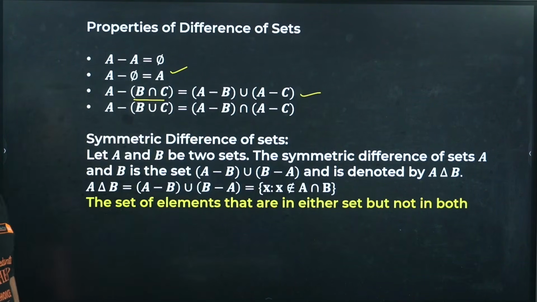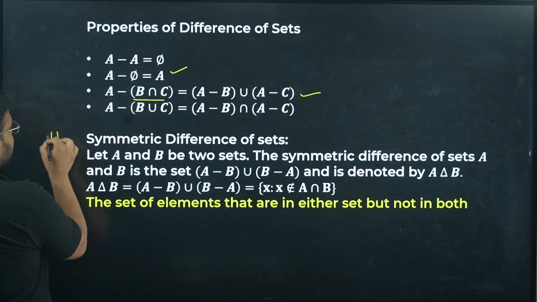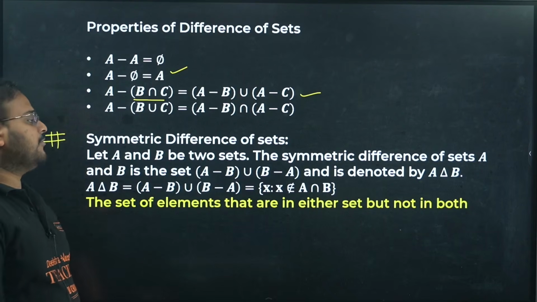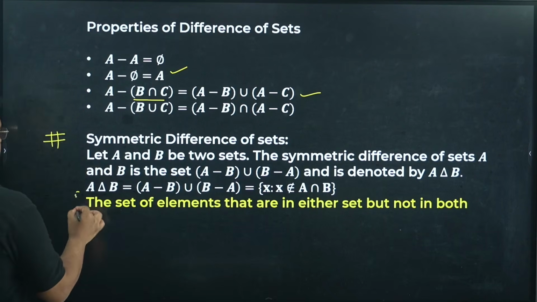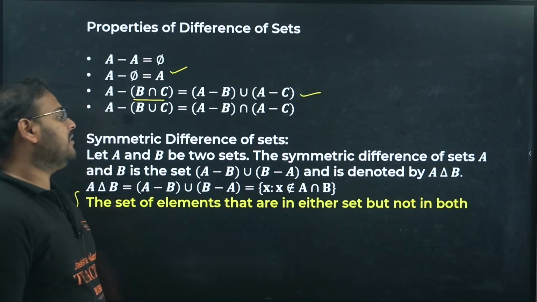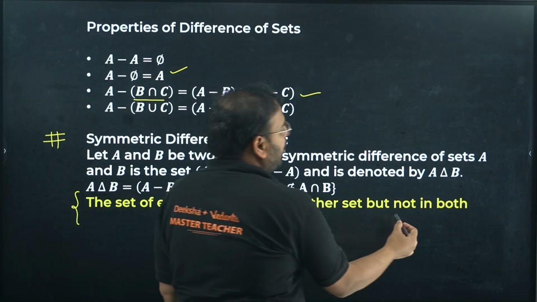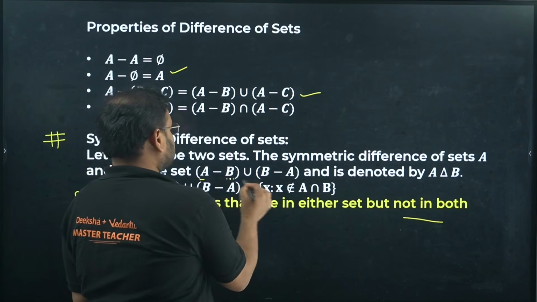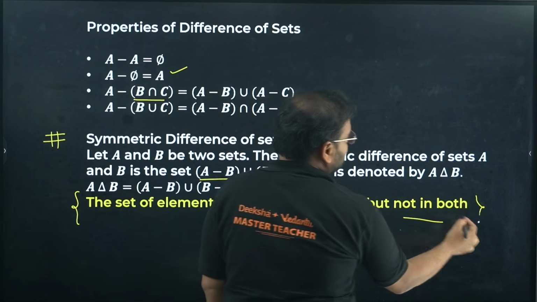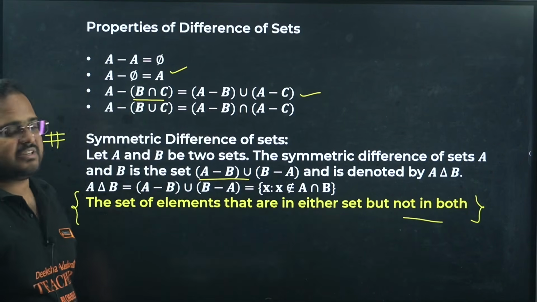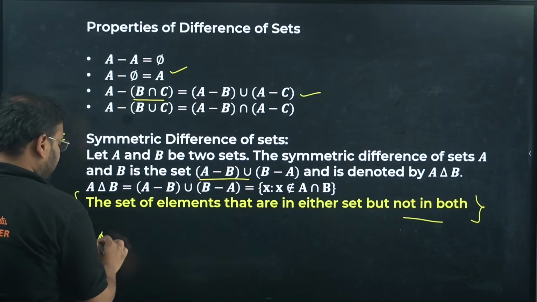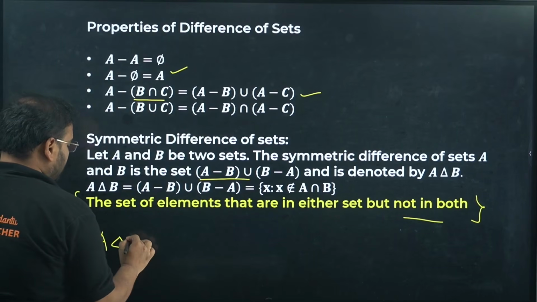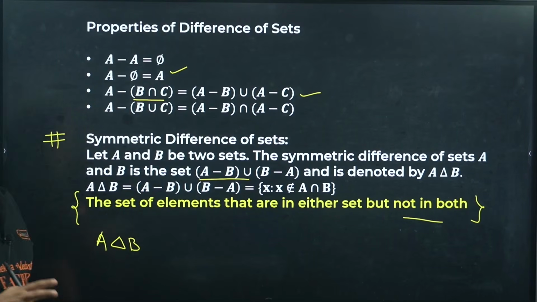Okay. Now, very interesting. Symmetric difference of sets represents the set of all elements that are in either set but not in both. That's the definition. Again, you can use this and everything which is given on the screen, and it will help you solve all the questions. The representation is given by A delta B. This is called the symmetric difference between two sets.